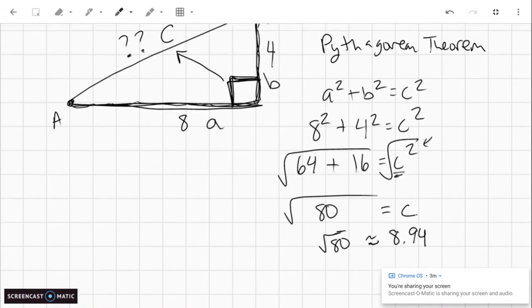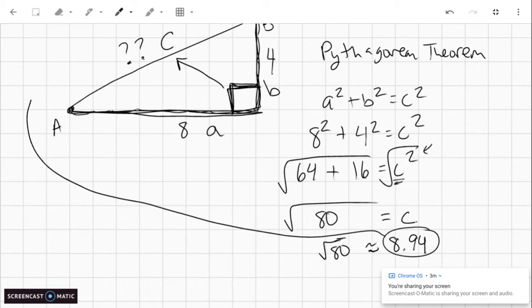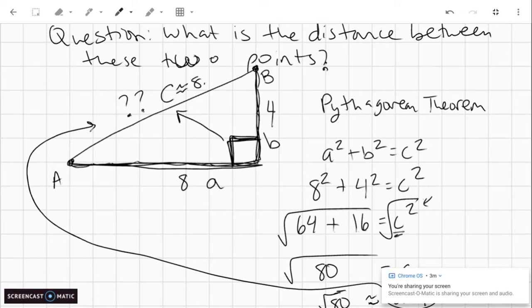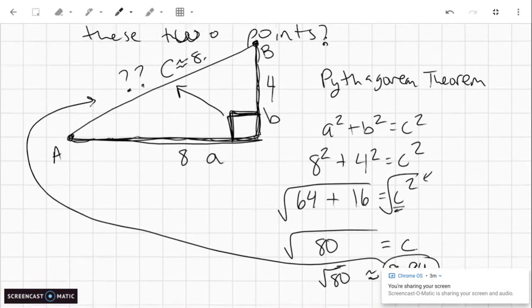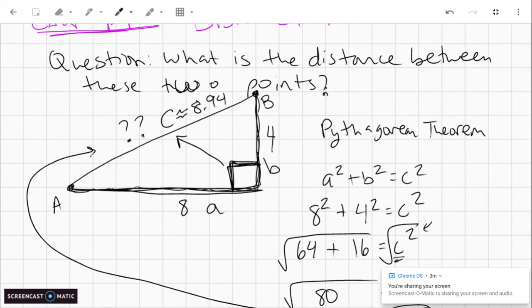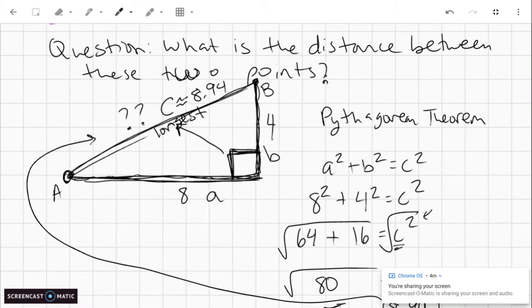So the distance for C is about, I can take this and go back over here, and the distance here is about 8.94. And so that's about right. Remember, C is always your longest side. A was 8 and B was 4, so I feel good that C is longer than that at almost 9, 8.94. So that's the Pythagorean theorem that I could use to find the distance between these 2 points.